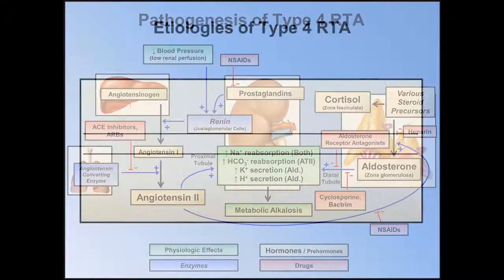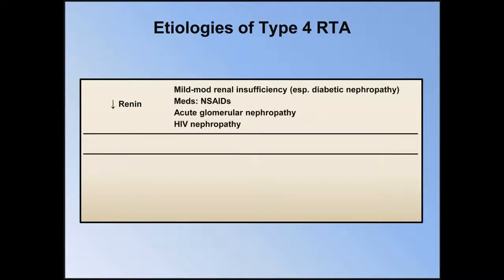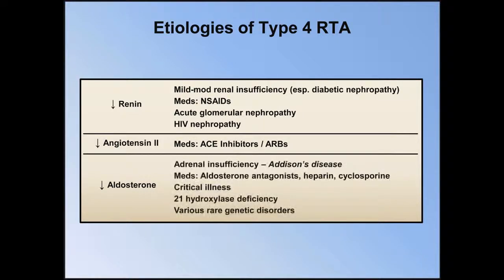Here is a list of the etiologies of type 4 RTA. Pathologies that specifically lead to low renin levels include mild to moderate renal insufficiency, especially diabetic nephropathy, NSAIDs, acute glomerular nephropathy, and HIV nephropathy. Pathologies that lead to low angiotensin 2 levels only include ACE inhibitors and ARBs. Finally, a more direct problem just with low aldosterone can be due to adrenal insufficiency, known as Addison's disease. It can also be caused by medications as just discussed, such as aldosterone antagonists, heparin, and cyclosporine.